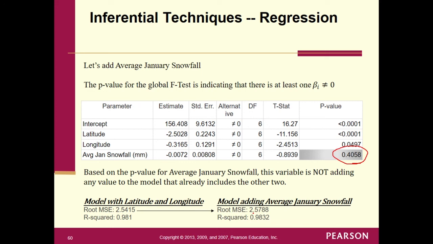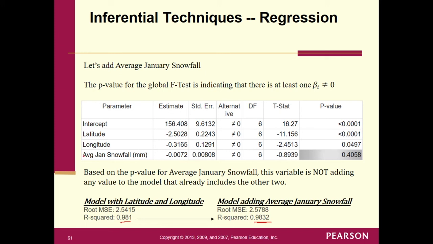So that's telling us that maybe we shouldn't have put average January snowfall into the model. The last thing that we should take a look at here is R squared. Now look what happened to R squared. It went from 0.981 up to 0.9832. It actually did go up, and there's a reason for it. So bear with me.